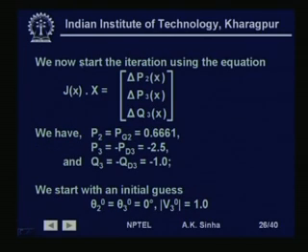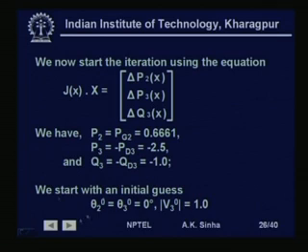Now, we can start the iteration using the equation J(x) into delta x is equal to y, which is delta P 2, delta P 3 and delta Q 3. Now, we have the specified value of P 2, which is P G 2 is 0.6661 per unit, P 3 the injection is minus P D 3, this is equal to minus 2.5 and Q 3 is equal to minus Q D 3, which is equal to minus 1.0.